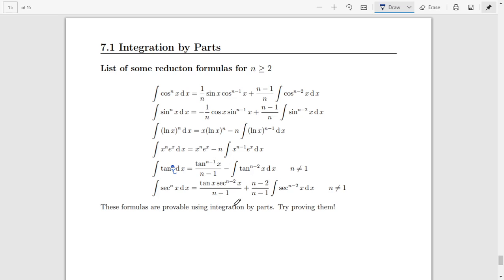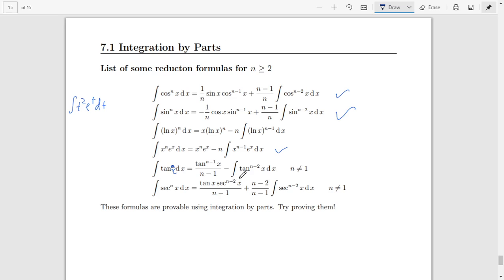All these things can be proved using integration by parts. I'd like you to try proving them at your own convenience. We've proved this one already. Maybe another one you can try is this one, to prove it by reduction formula. It will be very useful if you can. And this one also will be useful. I think we saw an integral in the form t squared e to the t dt, and you can actually use this formula here to do that integral.